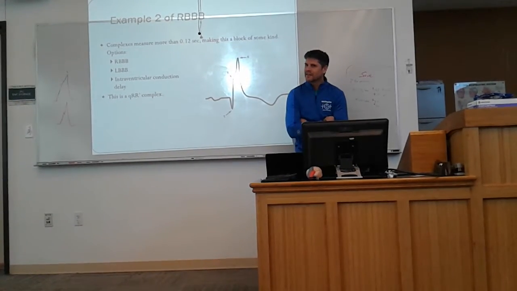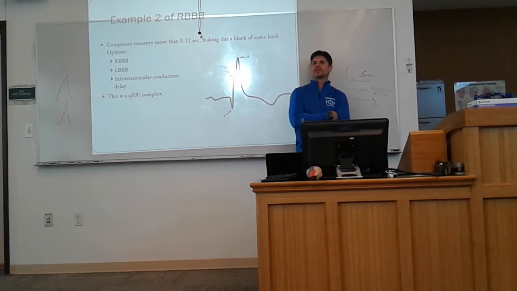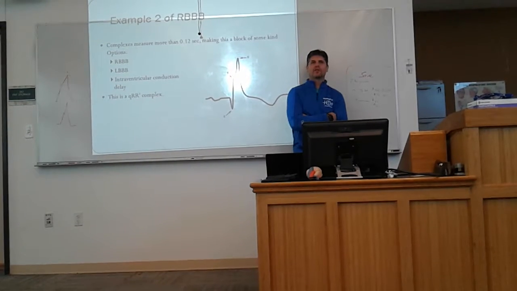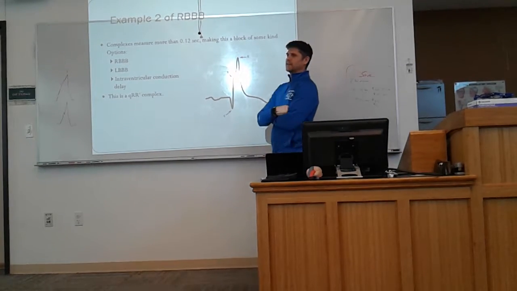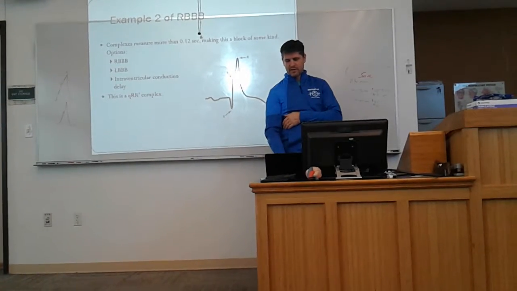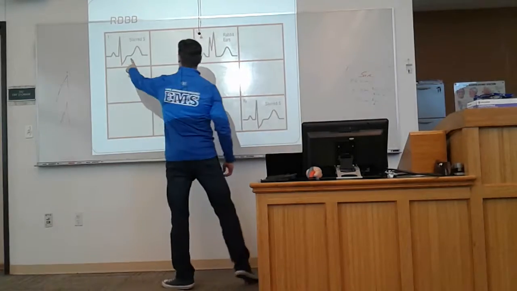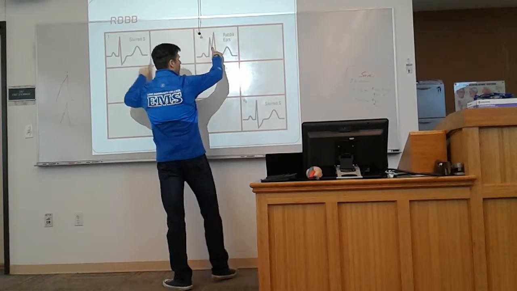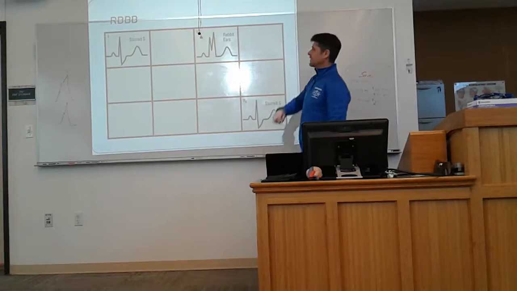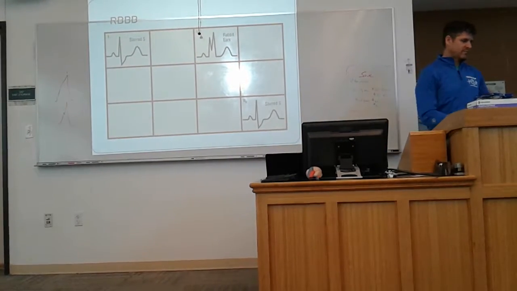So where am I looking next? Lead one and V6, and I'm looking for what? Slurred S waves. And then after I see the slurred S waves, I look where? V1, and I'm looking for what? An RSR or a QR pattern in V1. If I have all of that criteria met, then I can say this patient has a right bundle branch block. So, slurred S waves in 1 and V6 in the context of a wide QRS and an RSR or QR pattern in V1 is what I'm looking for.